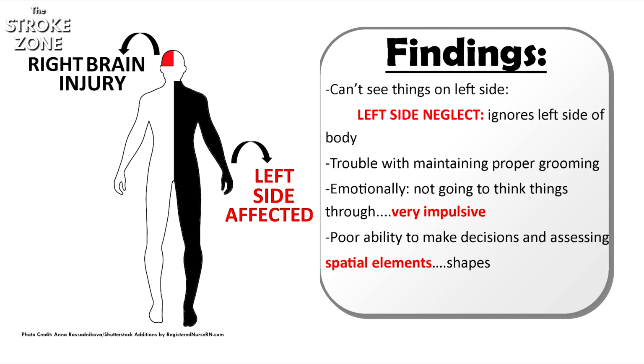And this is going to lead to, I want you to remember this, left side neglect. And this is where they ignore the left side of their body. They're also going to have trouble with maintaining proper grooming habits. They can also be unstable emotionally. They're not going to think things through. They're going to be very impulsive, and they're going to have a poor ability to make decisions and assessing the spatial elements like shapes.